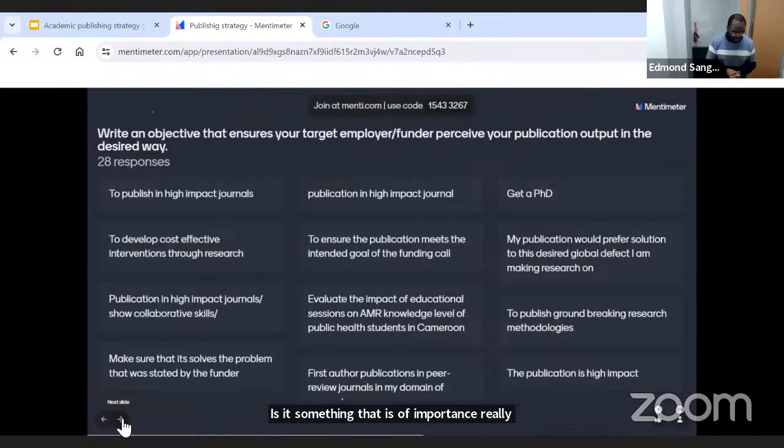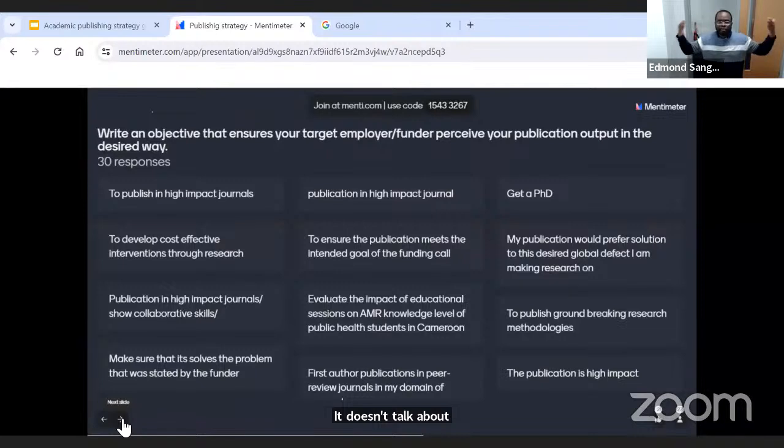Is it something that is of importance, really? These days we have what is called the San Francisco DORA. I would suggest that we look at it. We also have what's called CoARA, the Coalition for Research Assessment. All these efforts are trying to move away from the focus on impact factor. Impact factor is a mark of the journal, not of the article. It's saying publications in this journal are on average going to get 10 citations in 2 years. It doesn't talk about the specific journal article.